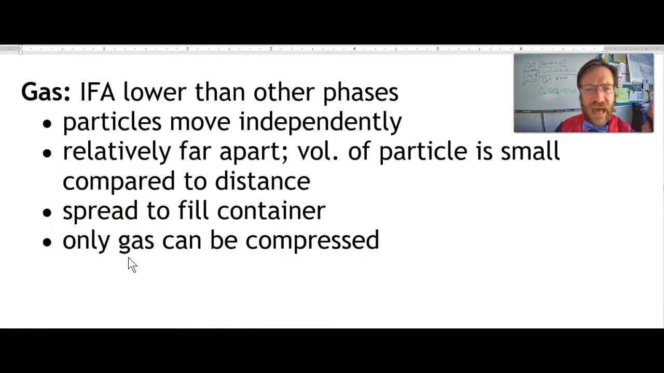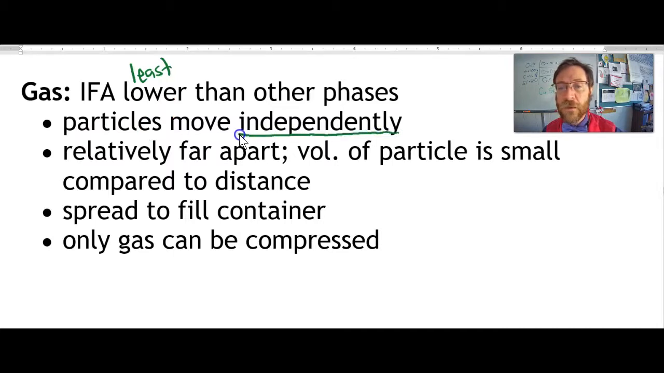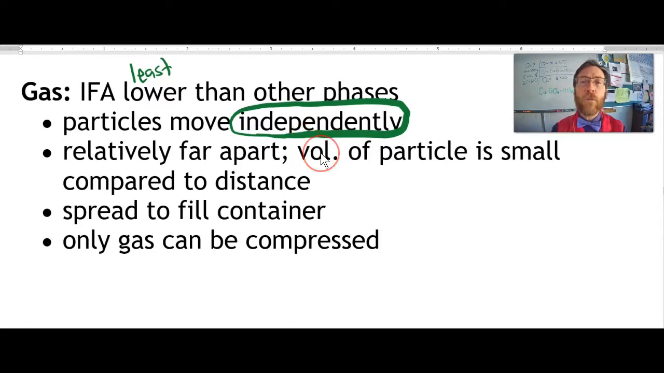And last but not least, gases. This is where the intermolecular force of attraction are the least, or the lowest, compared to a solid and a liquid. And in a gas, the particles move, and this is important to know, independently. In other words, they are so far apart, they have almost no interaction with one another. They don't stick together. Now, when I say far apart, I mean compared to the size of an atom. So compared to the size of the atom, they are very, very, very, very far apart.